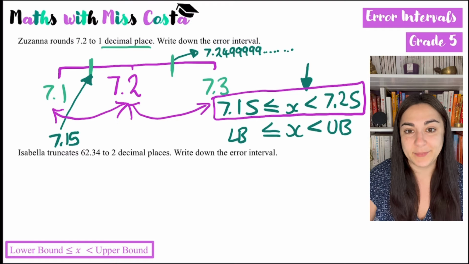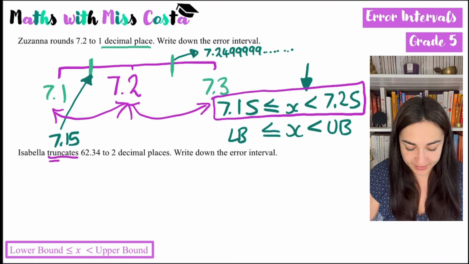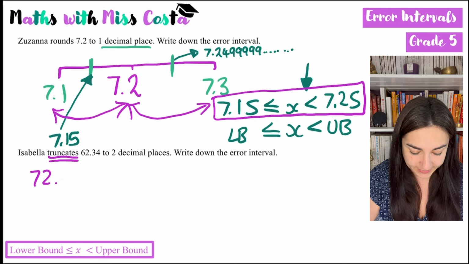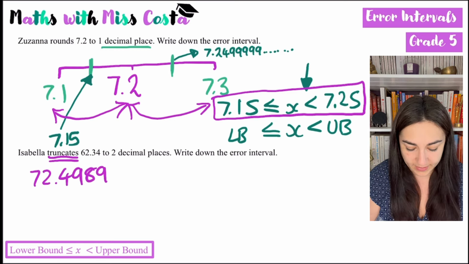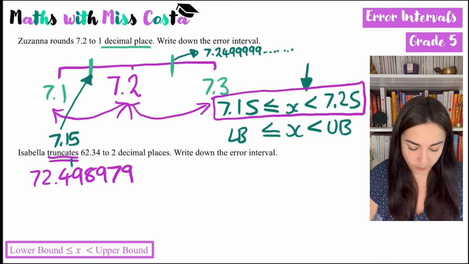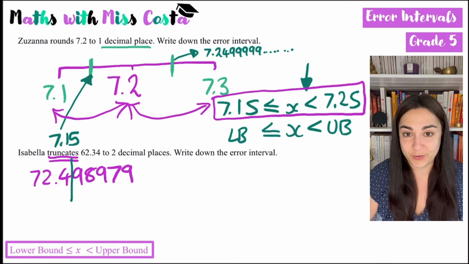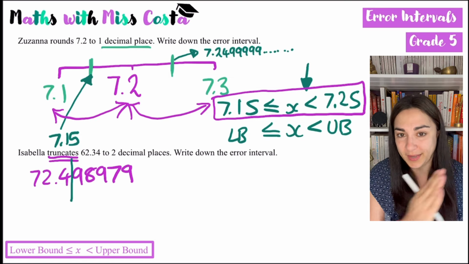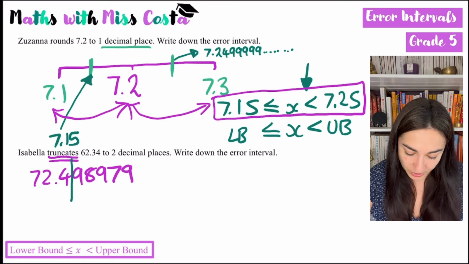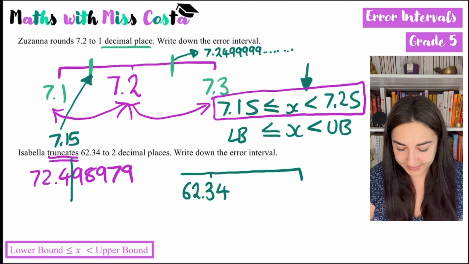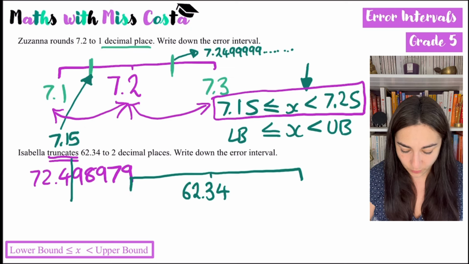Now sometimes they might tell you that a number is truncated. Now what that means is that if I had 72.498979 and it was truncated to one decimal place, I would write that as 72.4. Truncated means you literally put a line after the decimal point and you ignore everything else. So if 62.34 was truncated to 2 decimal places, I need to figure out what it could have been.